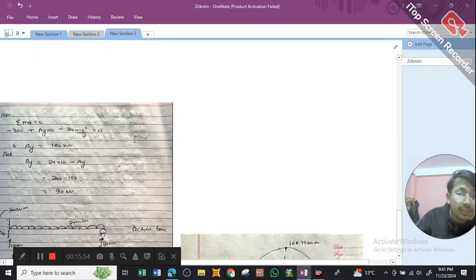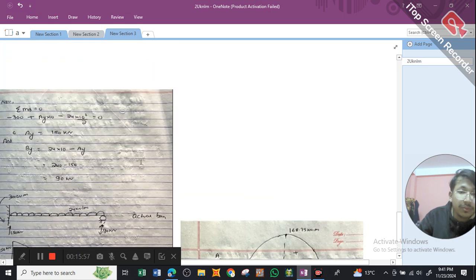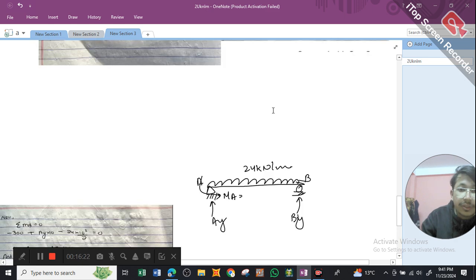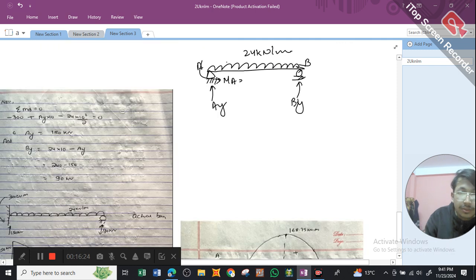After knowing this, we're going to simply put that value. So this becomes our equation now. 24 kilonewton per meter UDL is acting over here, A B. I need to find the value of AY and BY. We have found the value of MA to be equivalent to 300 kilonewton meter. So let me write it over here, 300 kilonewton meter.